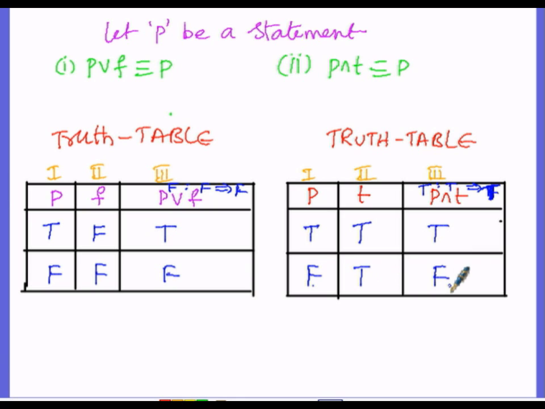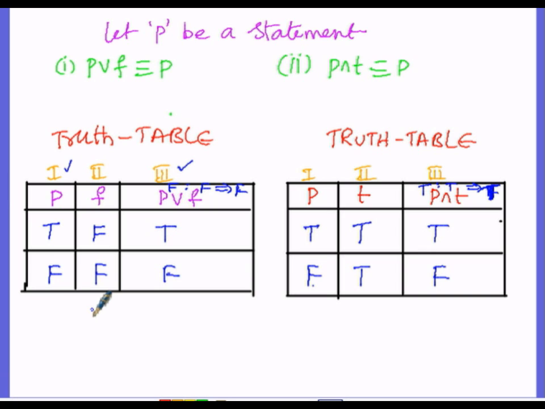Now, in order to prove P or F is identically equal to P, we have to see that P or F is under column number 3 and P is under column number 1. So we have to observe the first and third columns. The truth values of the first column and the third column are T and F, and T and F. Therefore the truth values are the same. Hence P or F is identically equal to P in the first case.